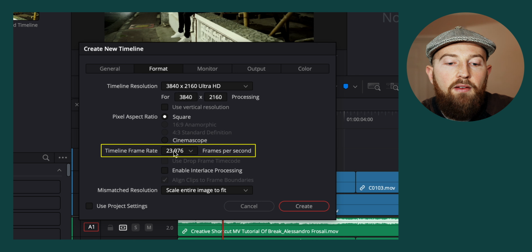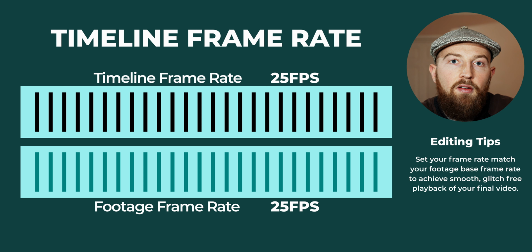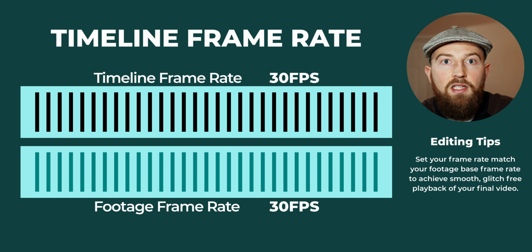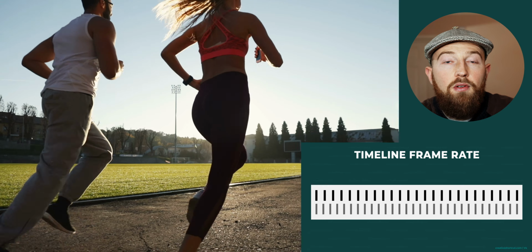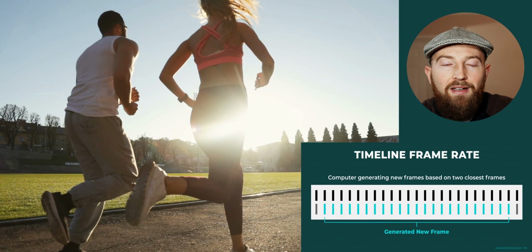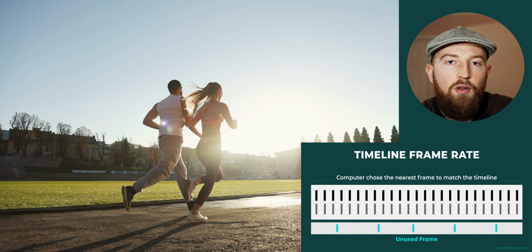Making our way down, we have our timeline frame rate. It's really important that you match your base frame rate of the majority of your footage here with your timeline settings. If you filmed in 25 FPS, you want this to be 25. 30, then this should be 30. Whatever frame rate the majority of your footage is at, that's what you want your timeline base frame rate to be. Otherwise, your video will not look smooth when it's rendered, or might have sort of glitches in it from the computer guessing where frames should be and what they should look like.